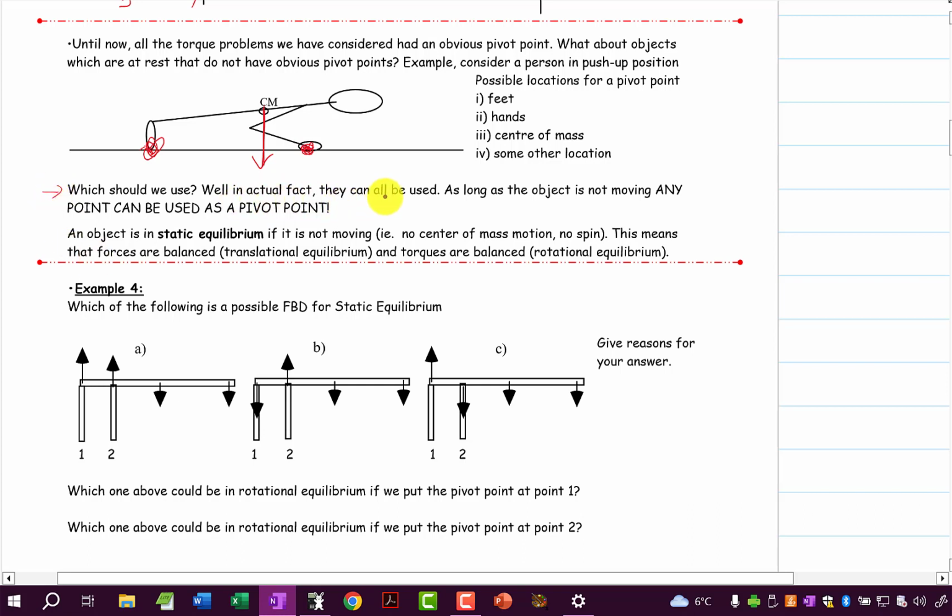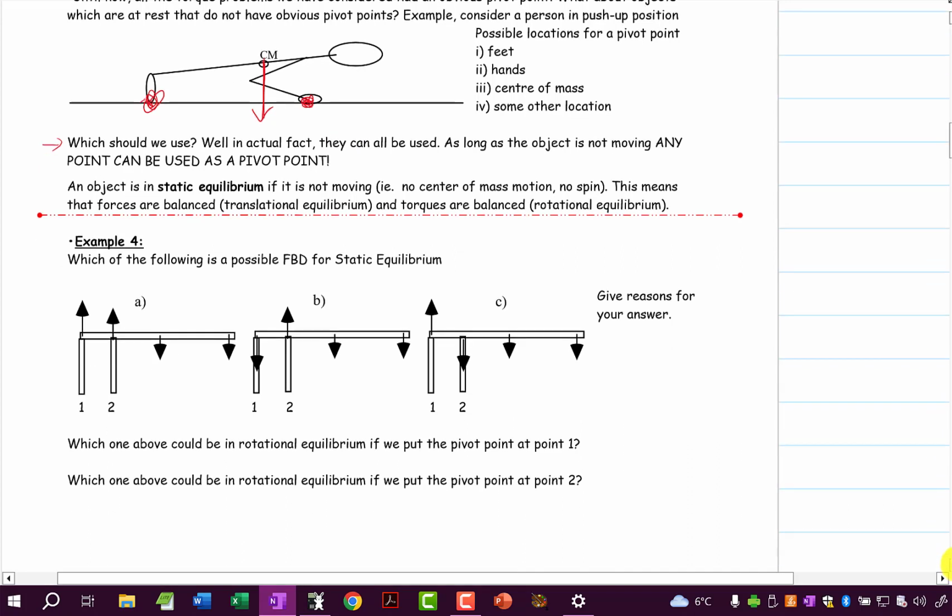Well, in fact, they all can be used. As long as the object is not moving, any point can be used as the pivot point. The formulas will hold true as long as the object is in static equilibrium, and it doesn't matter where you put the pivot point. You choose the pivot point and then measure your rotation around that.